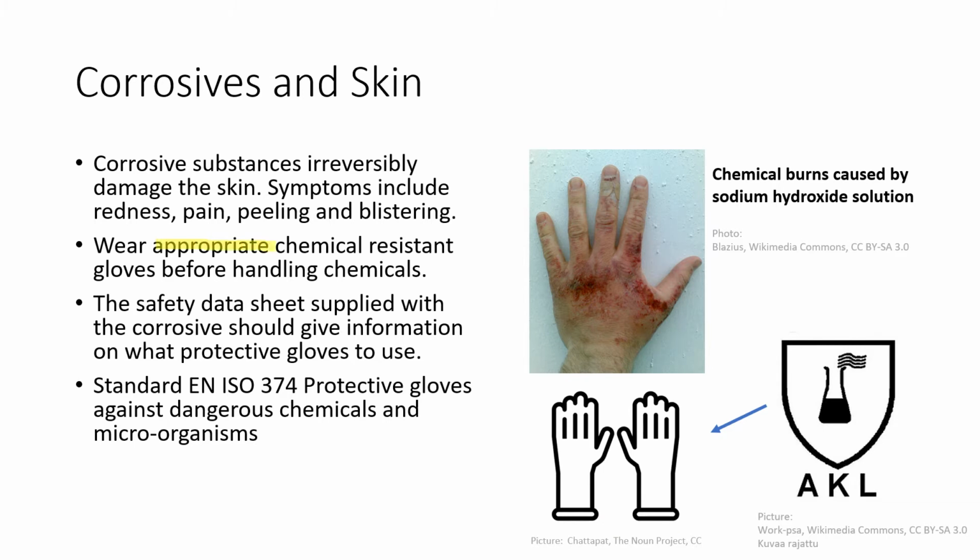There are no gloves that are universally protective against all chemicals. Gloves made of different materials might or might not provide a barrier to certain chemicals. Each glove manufacturer provides a glove compatibility chart that you should use to check with the chemicals you will use. The safety data sheet supplied with the corrosive you are using should advise on selection of chemical protective gloves.